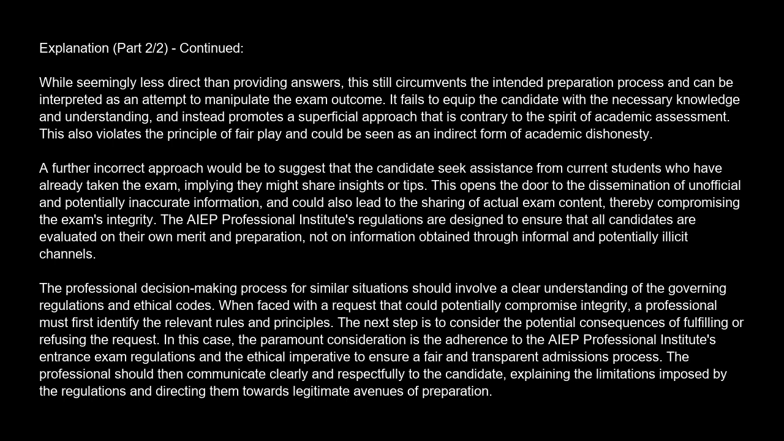The professional decision-making process for similar situations should involve a clear understanding of the governing regulations and ethical codes. When faced with a request that could potentially compromise integrity, a professional must first identify the relevant rules and principles. The next step is to consider the potential consequences of fulfilling or refusing the request. In this case, the paramount consideration is the adherence to the AIEP Professional Institute's entrance exam regulations and the ethical imperative to ensure a fair and transparent admissions process. The professional should then communicate clearly and respectfully to the candidate, explaining the limitations imposed by the regulations and directing them towards legitimate avenues of preparation.